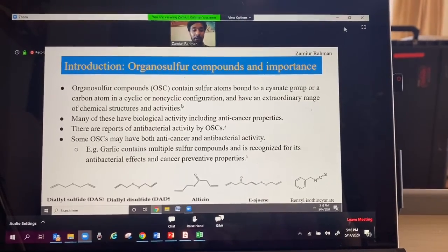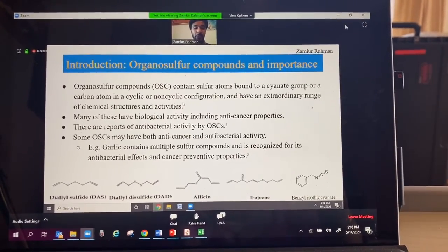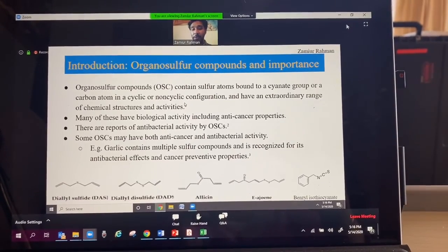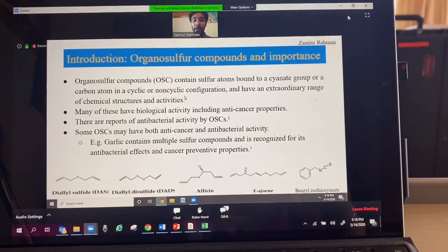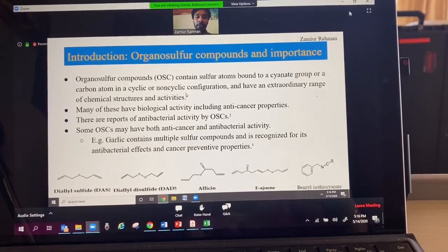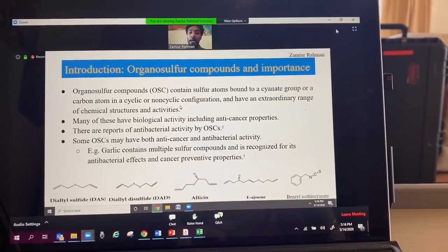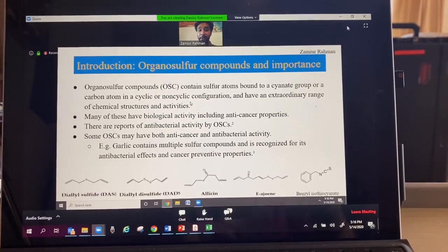Examples of OSCs are included below, which are diallyl sulfide, diallyl disulfide, and allicin. Allicin is found in garlic, and it is one of the OSCs that may be responsible for the anti-cancerous and antibacterial properties of garlic. In addition, other examples are ajoene and benzyl isocyanate.